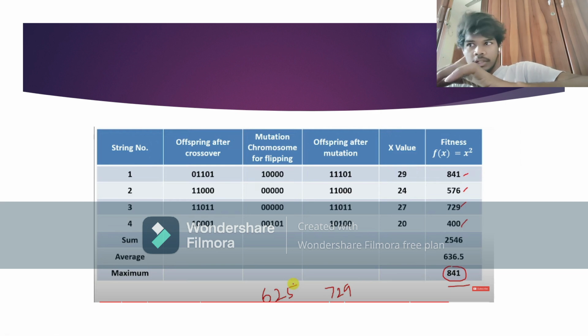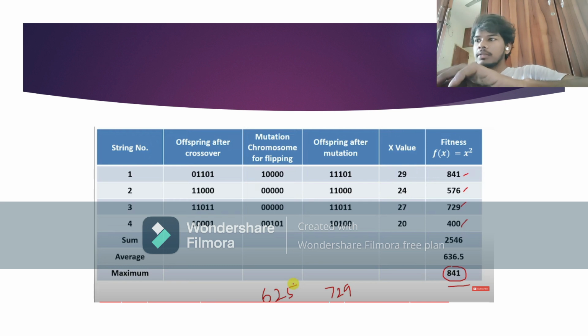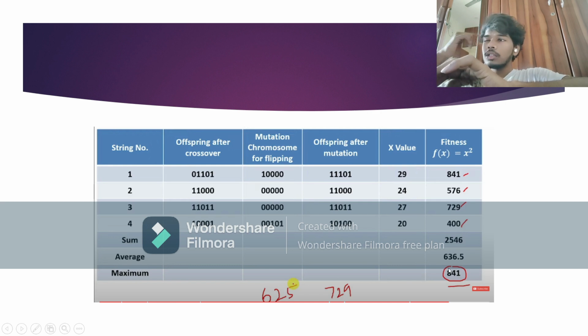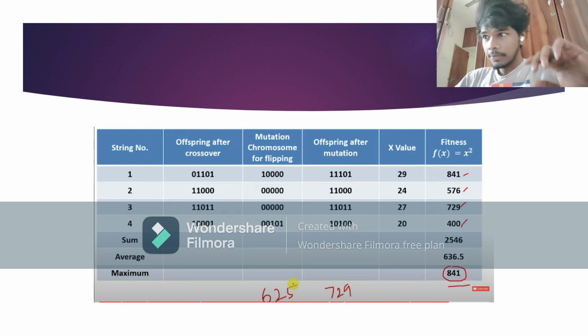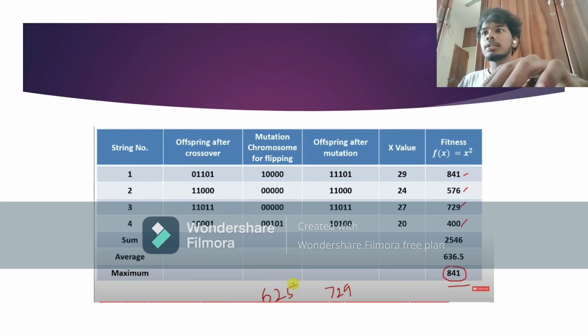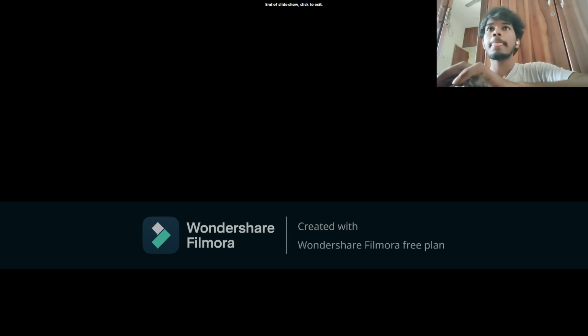Then we need to apply the mutation. Once you apply the mutation, you will get the next generation, and we go generation after generation to get a fitness value that increases compared to the previous one. The same thing has to be repeated again and again until you get the maximum value for a particular function, like 625, 729 and 841. Once we get the maximum value, we stop the iteration. So this is the function, and we get the maximum value. This is the concept of the genetic algorithm.